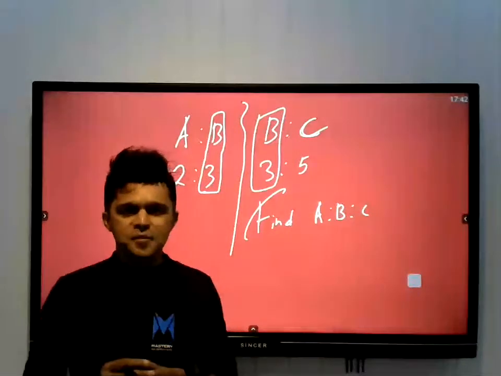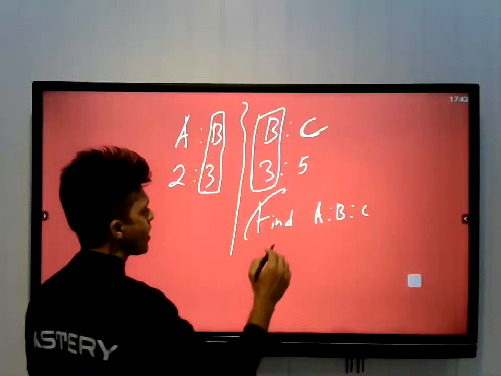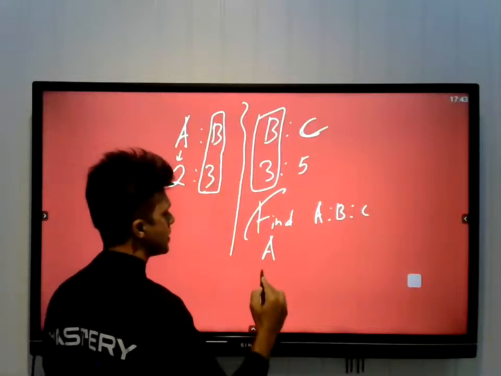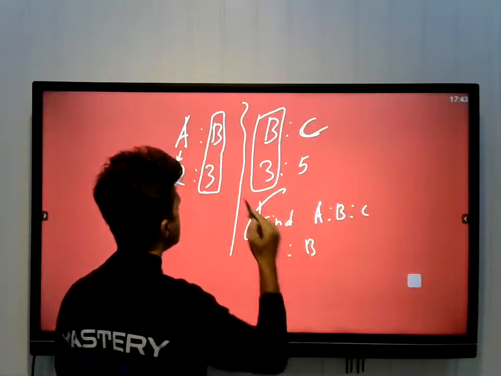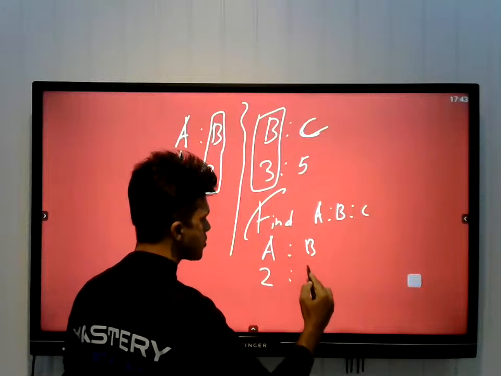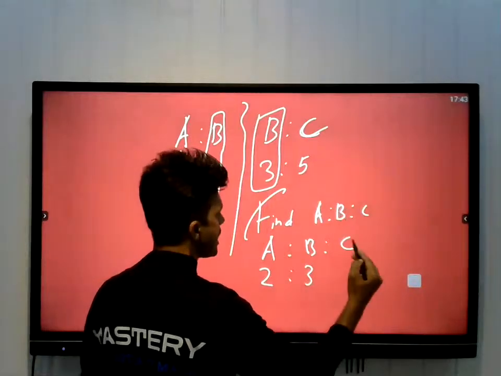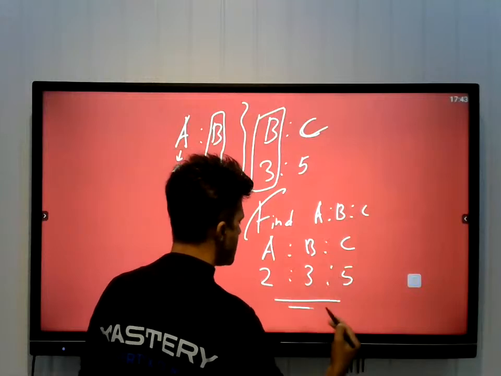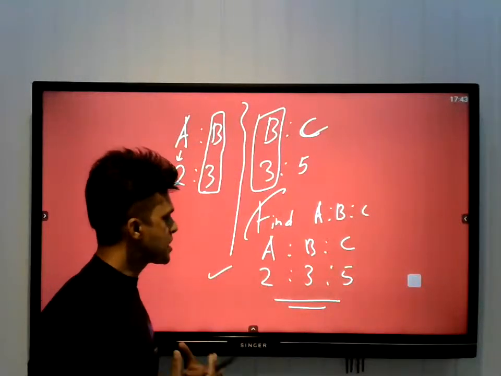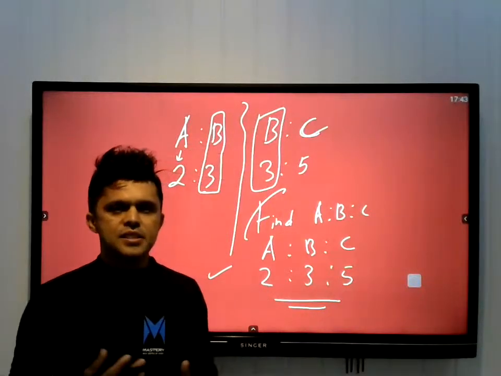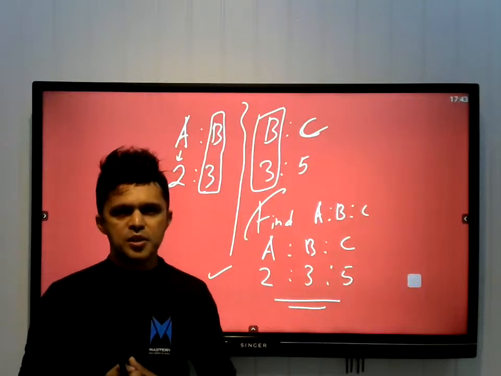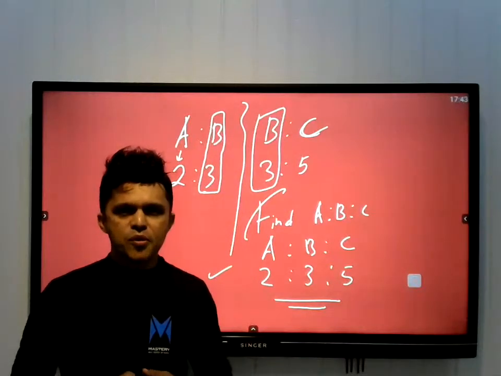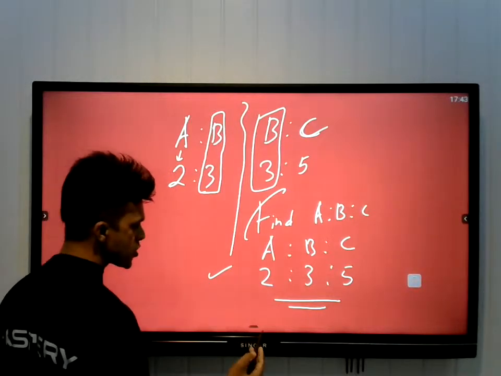So the value of A here is 2, B here is 3, here also 3, so we can write 3. When it comes to C, here 5. So this is the answer that we need to consider. The answer is 2 to 3 to 5. Okay, common ratio.